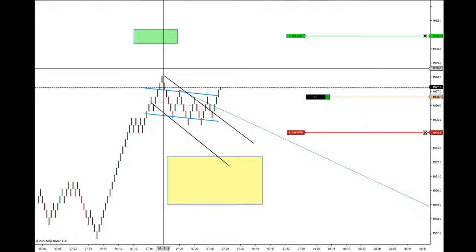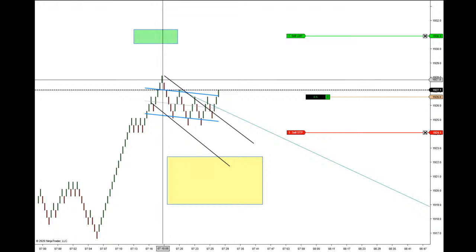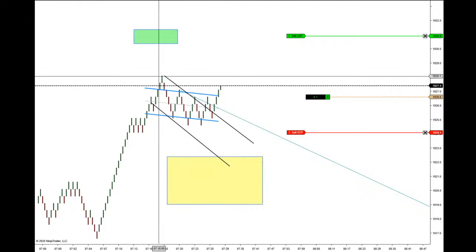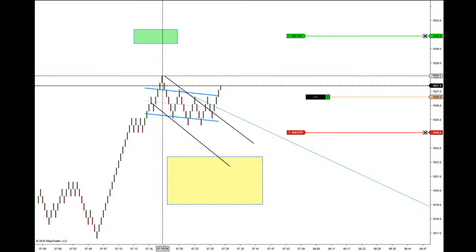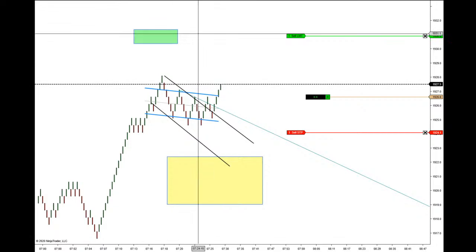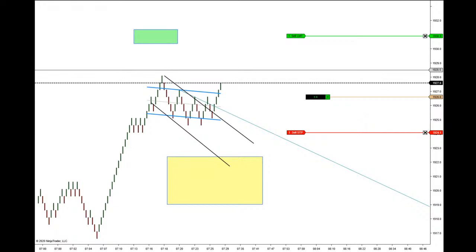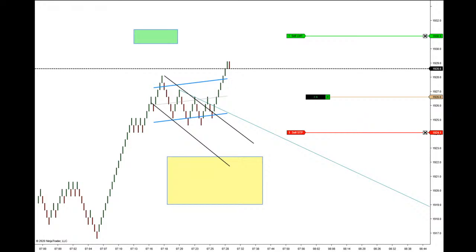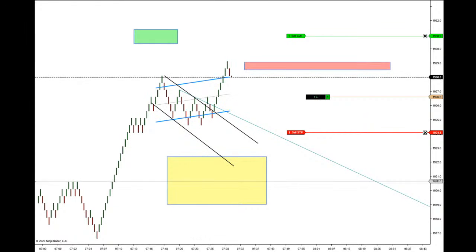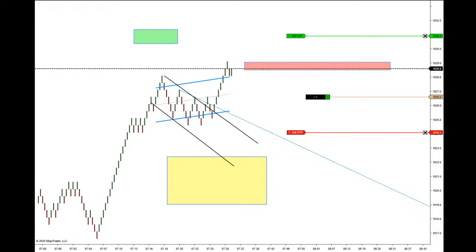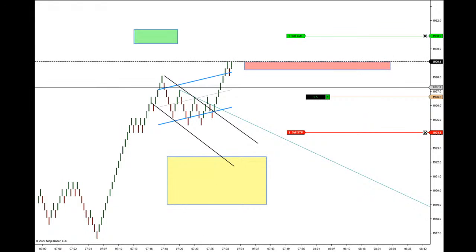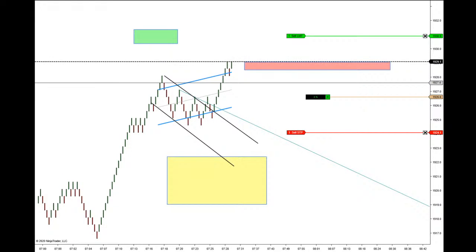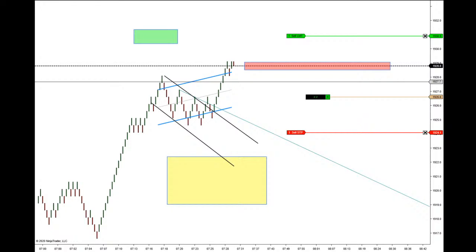All right, so first obstacle on our way is going to be resistance from this pivot right here, and I'll draw a rectangle where resistance is. Oh, and it almost passed it already. Almost wasting my time here. Right there. So keep going. That's it. Keep going. Okay. So blew right through this resistance area. That is a good sign.